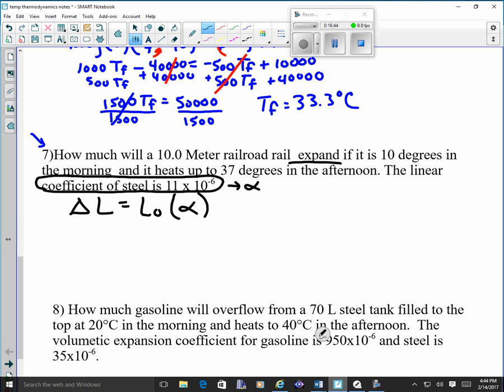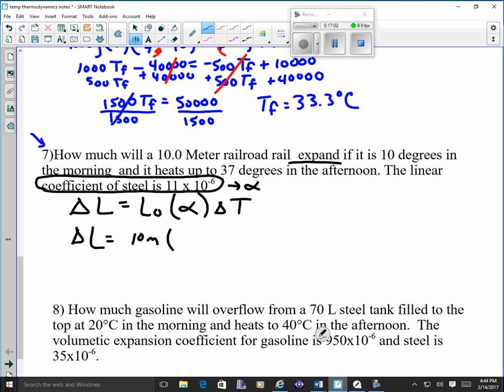And then we're going to put in delta T. That's the change in temperature. So now all we do is plug in our numbers here. Well, if I want to know how much it's going to change in length, I'm going to put in the original length of 10. So I got 10 meters here.